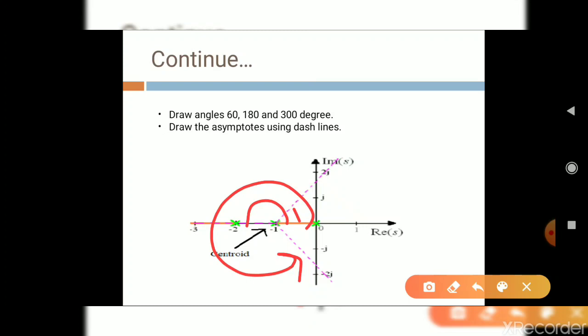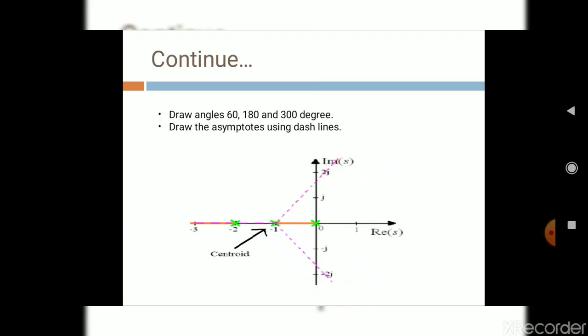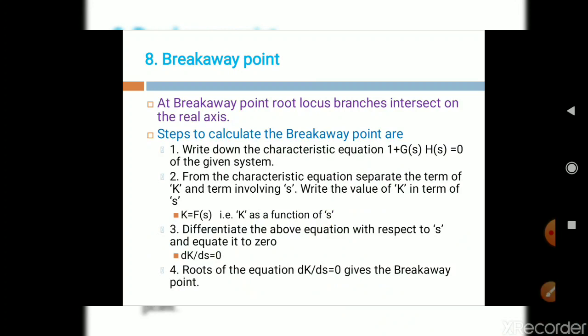Here is a small representation, and 3 asymptotes are shown with the help of dotted lines: 1, 2, and here it is 180-degree 3. So these are the 3 asymptotes with centroid at -1, which is shown on this pole-zero plot. Now from this point the actual root locus will start.